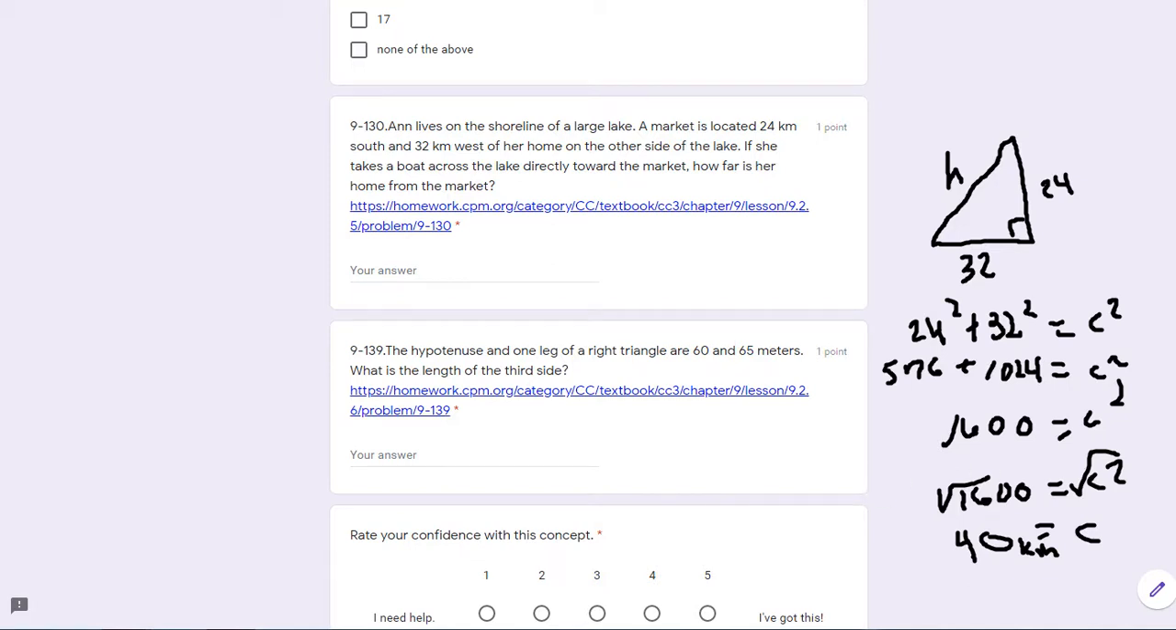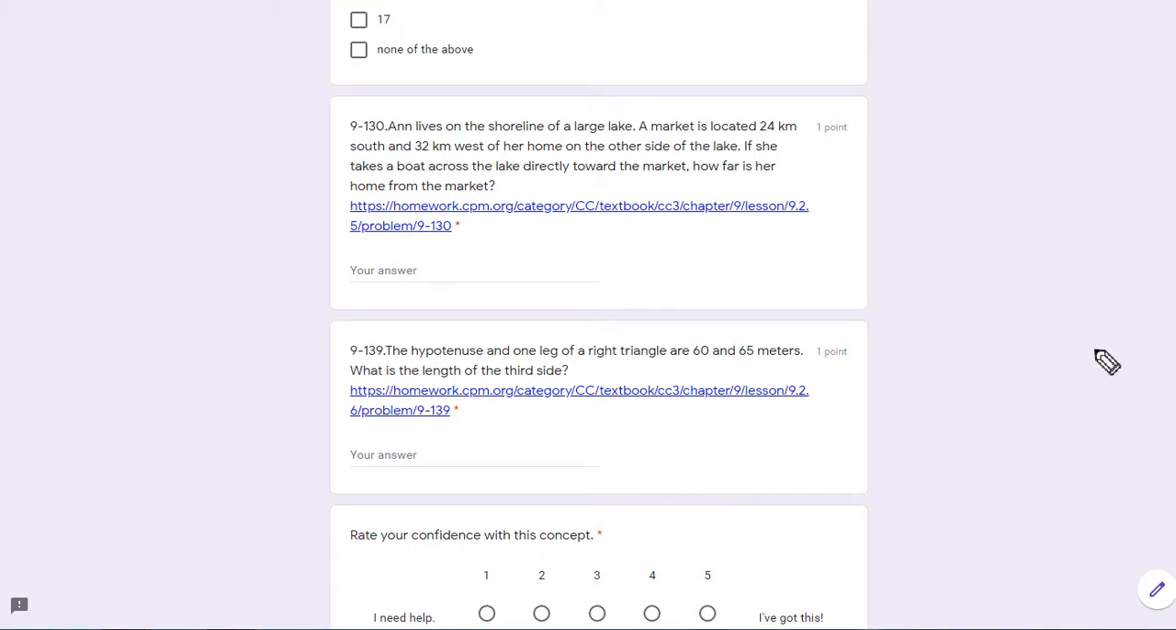All right, here we go. Next one says the hypotenuse and one leg of a right triangle are 60 and 65. Okay, so here we go. Get a right triangle drawn. The key is that it's giving us a hypotenuse. So we know that the hypotenuse, across from the right angle, has to be the larger of the two numbers. So across from the right angle has to be 65.